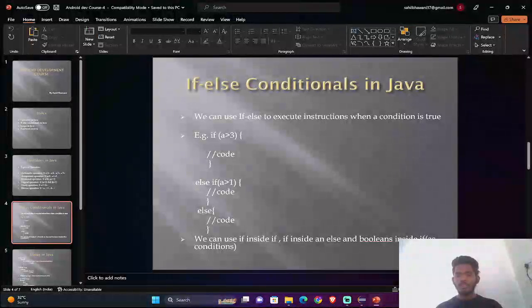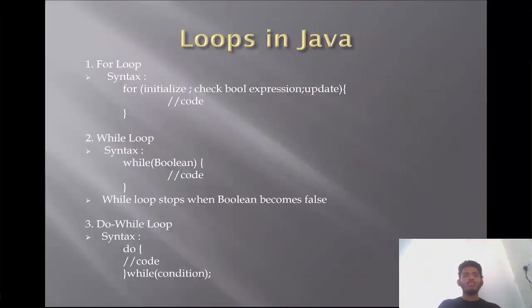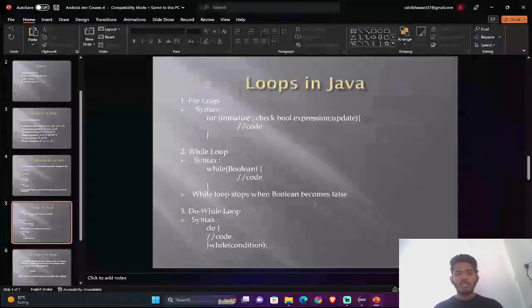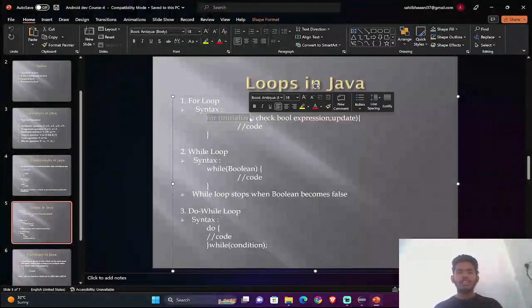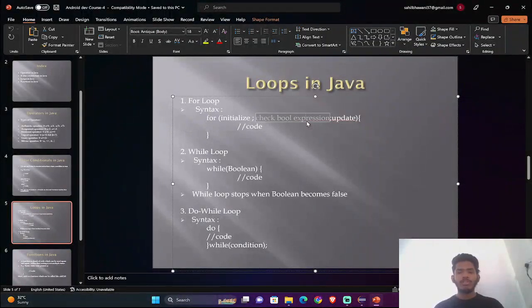Moving further, we are going to see what are loops in Java. There are three kinds of loops. First is the for loop, second is the while loop, and third is the do while loop. Here I have shown the syntax. We will see one of the loops in an example, and you have to practice the rest of the loops. So we will see the for loop. The syntax for the for loop is, first we write for, and then we initialize a variable, check that variable, and update the variable.